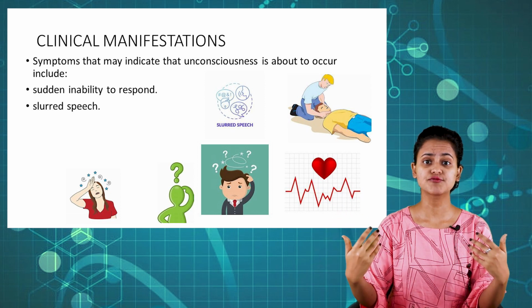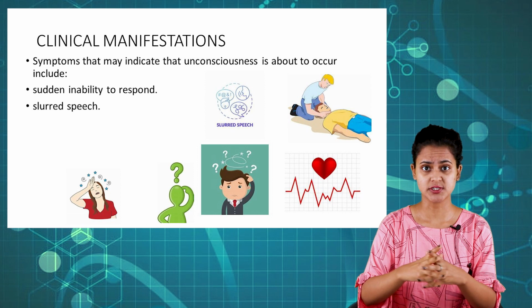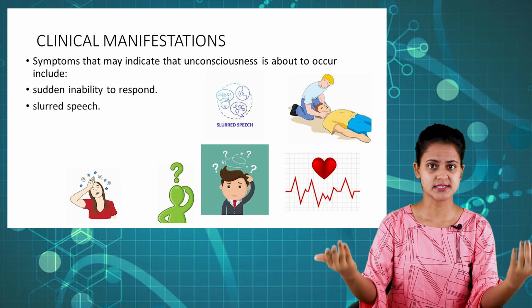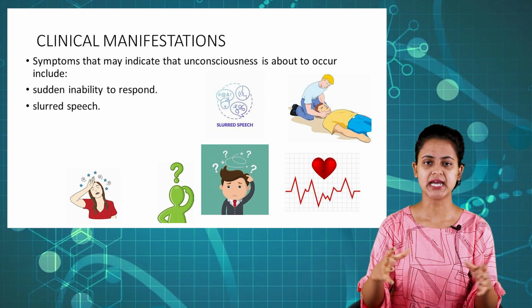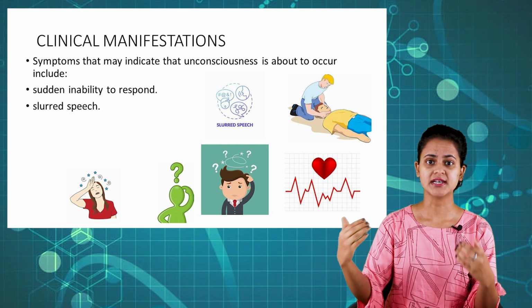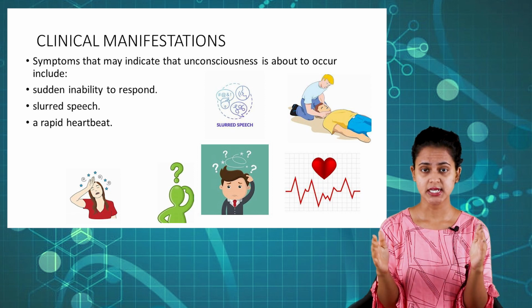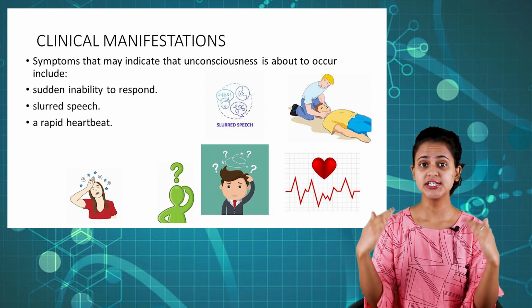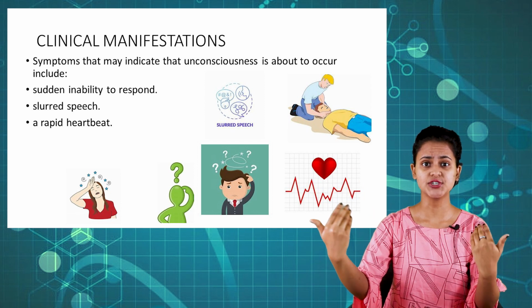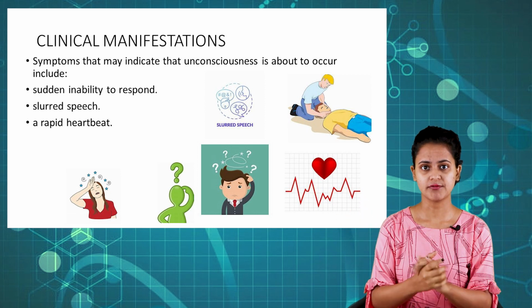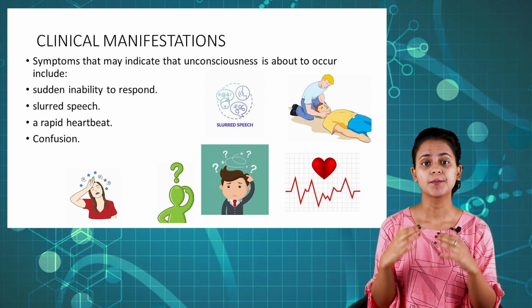We're going to see the client will be having difficulty in speech, and even the sentences will not be very understandable. So it is an indication that the client may have symptoms related to unconsciousness. Rapid heartbeat. Often we're going to see that at the initial phase, the client who is going into the unconscious state will have a very high or very rapid heartbeat.